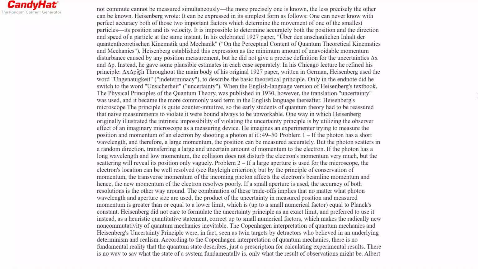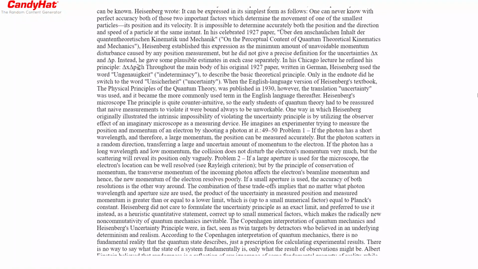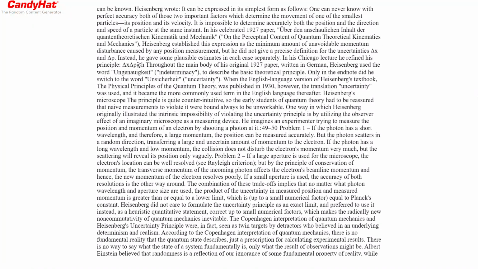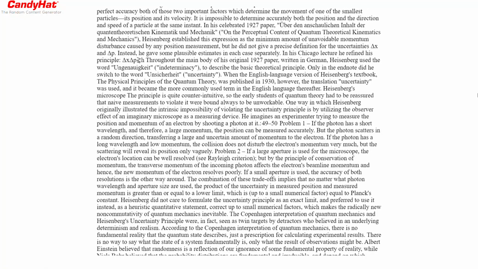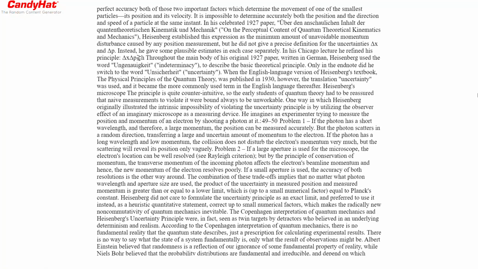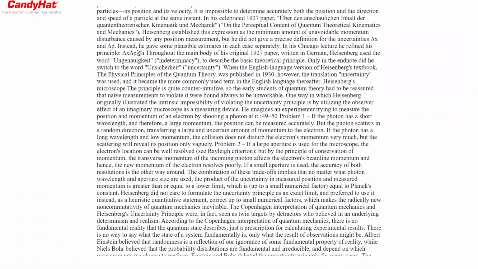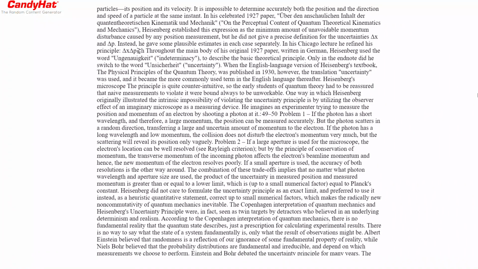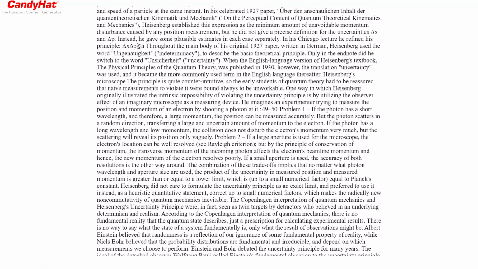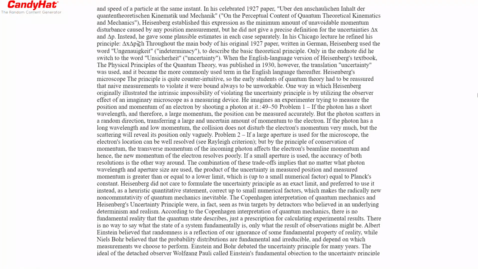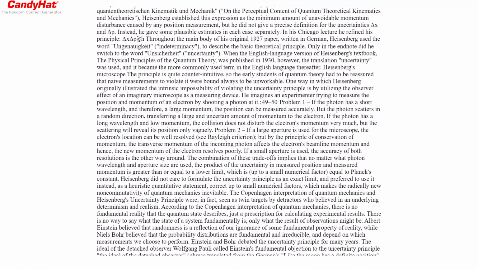The combination of these trade-offs implies that no matter what photon wavelength and aperture size are used, the product of the uncertainty in measured position and measured momentum is greater than or equal to a lower limit, which is, up to a small numerical factor, equal to Planck's constant. Heisenberg did not care to formulate the uncertainty principle as an exact limit, and preferred to use it instead as a heuristic quantitative statement, correct up to small numerical factors, which makes the radically new noncommutativity of quantum mechanics inevitable.